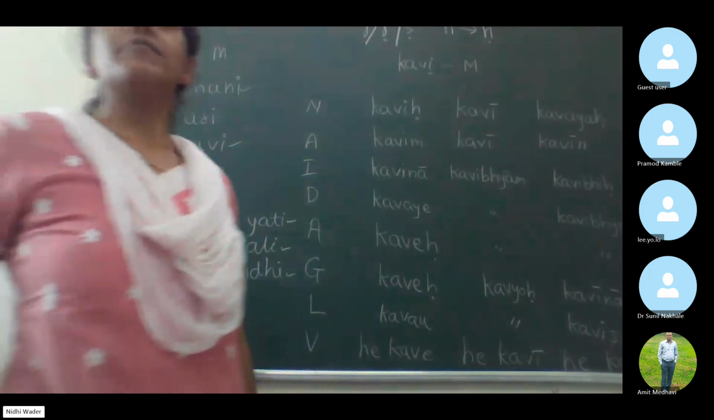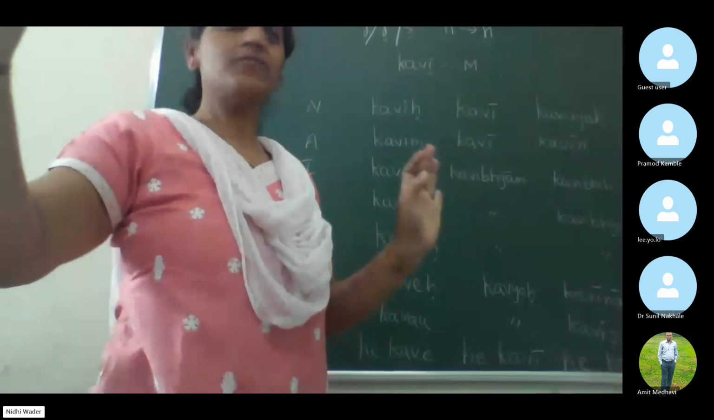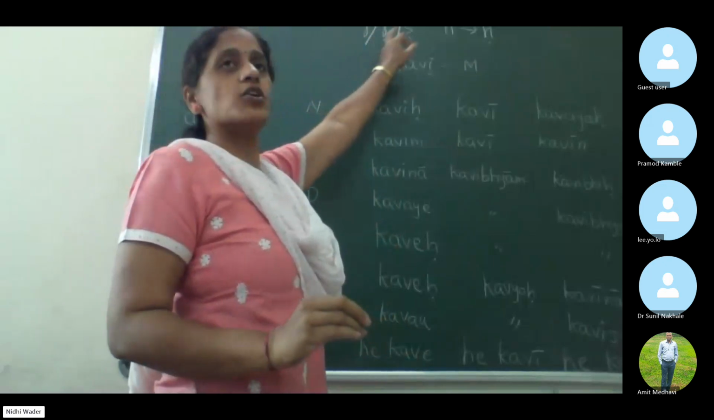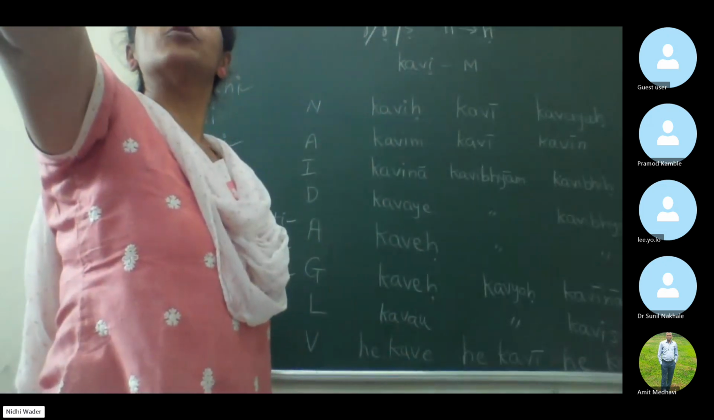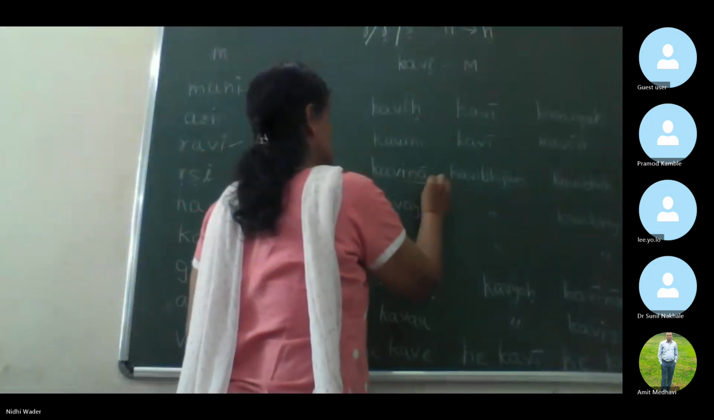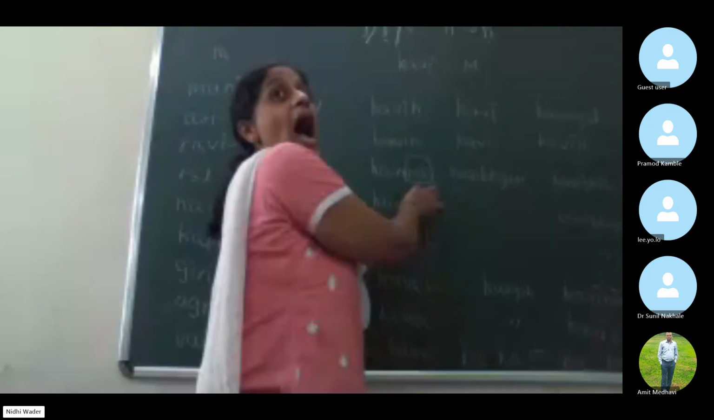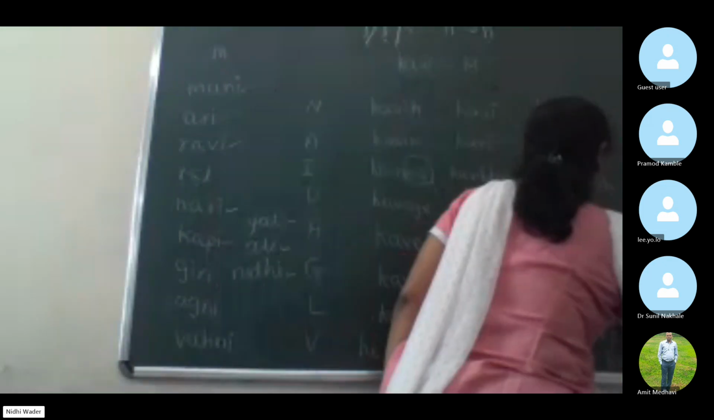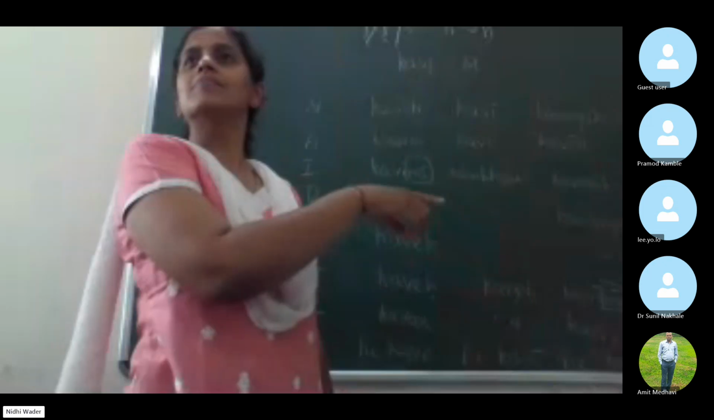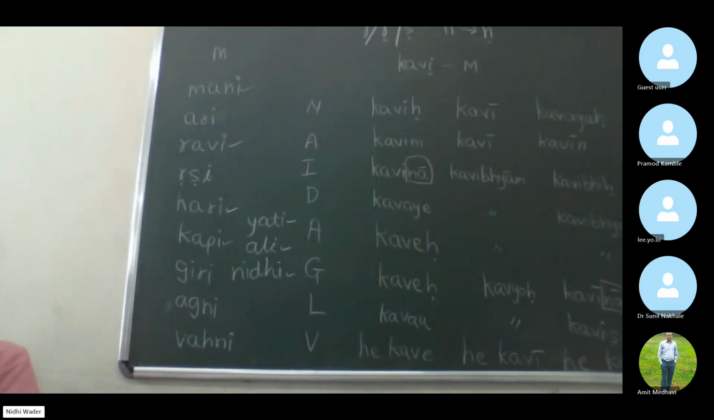So wait. Don't start writing. Let me finish. Those who have chosen r, ru, sh, only two places you have to be careful. Which two places? Na changes to Na, and na will change to Na. So only two places, not much. Otherwise it's the same, like Kavi. Now start writing. I'll come and check your word.